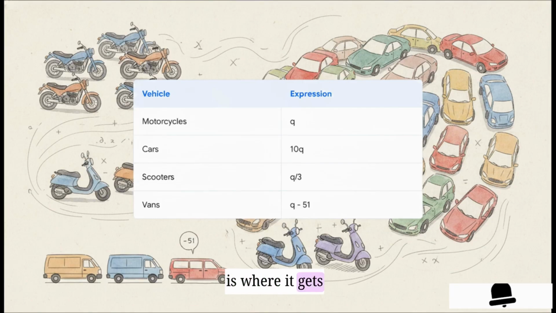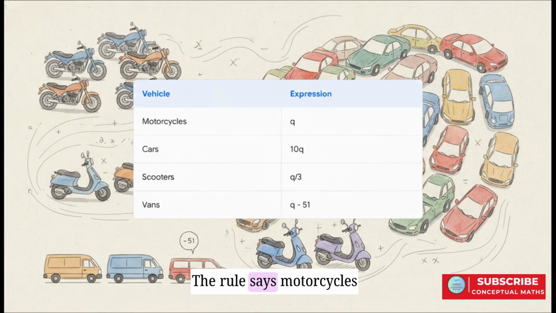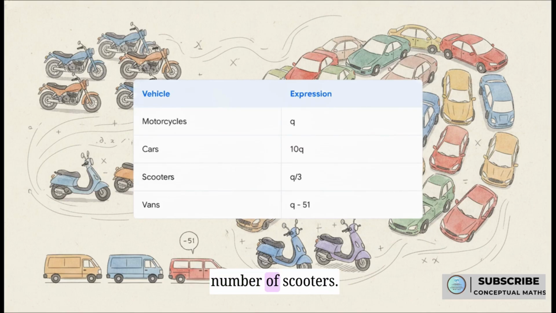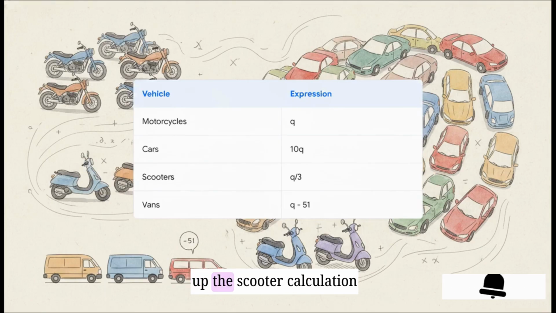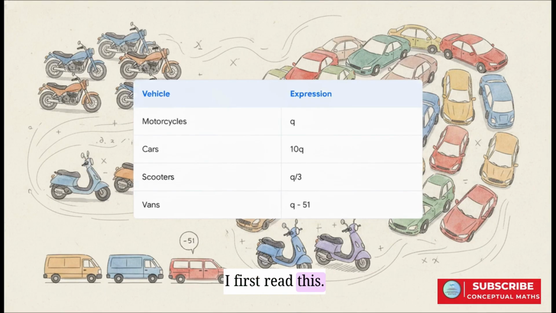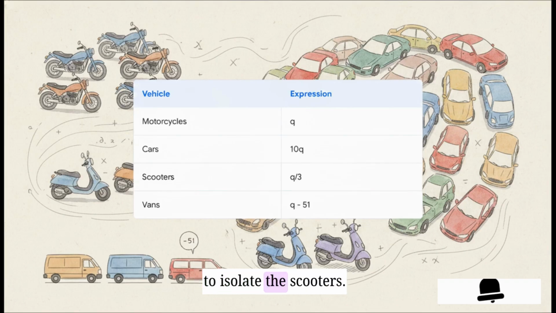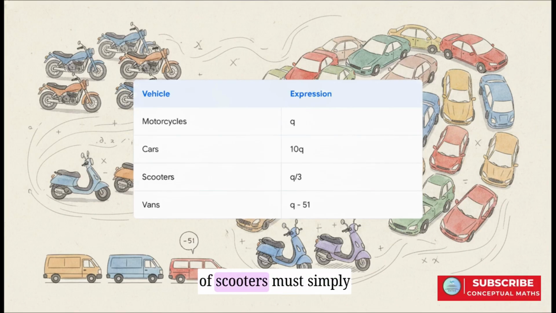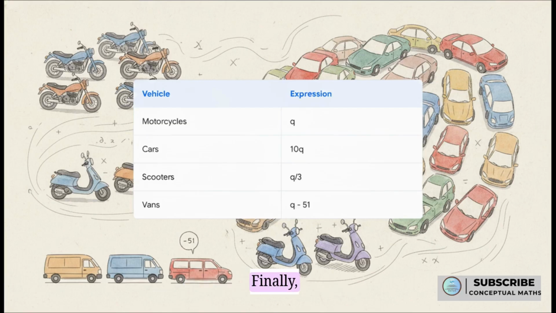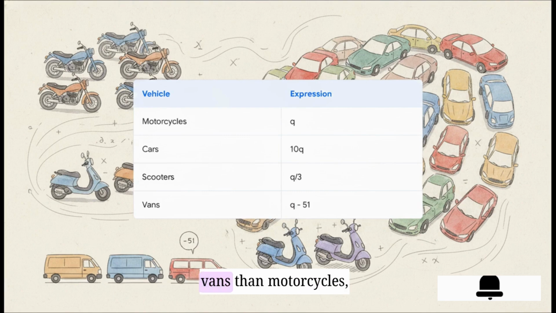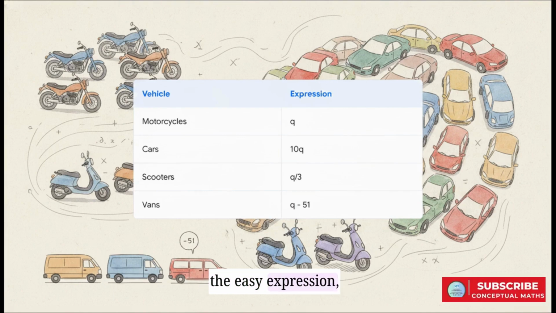Now, row 3 is where it gets a little tricky. The rule says motorcycles are 3 times the number of scooters. And hey, everyone makes mistakes in math. Actually, I completely messed up the scooter calculation myself when I first read this. But double-checking the logic showed that if motorcycles equal 3 times the scooters, we have to work backwards to isolate the scooters. So the number of scooters must simply be our motorcycle variable q divided by 3. Finally, row 4. There are 51 fewer vans than motorcycles, which gives us the easy expression, q minus 51.